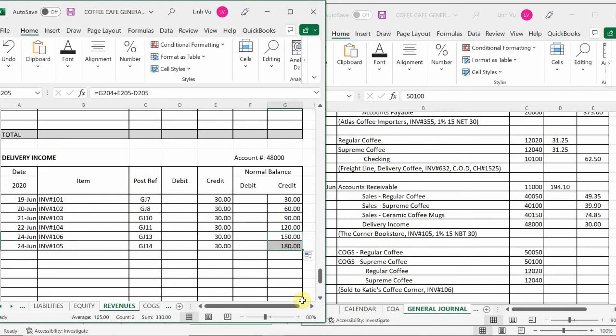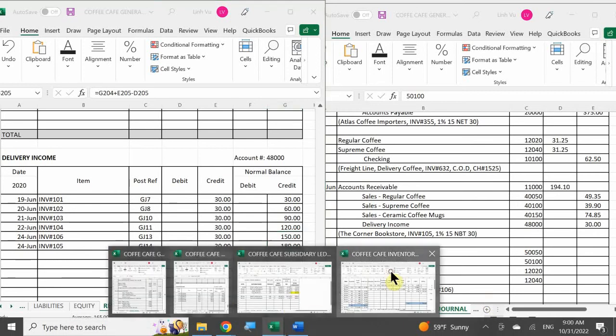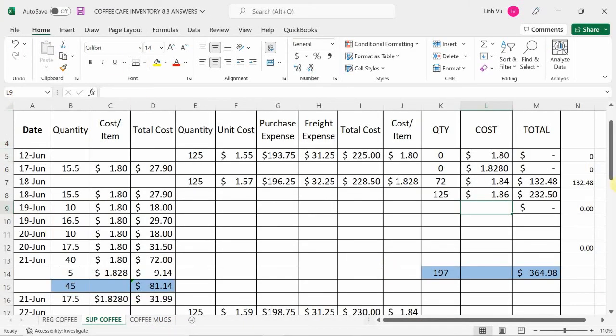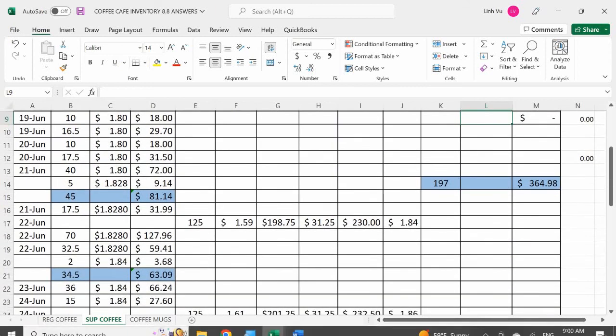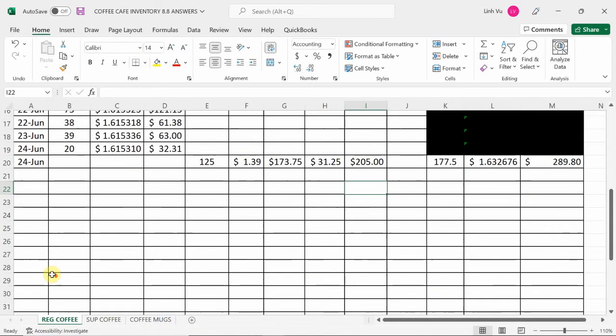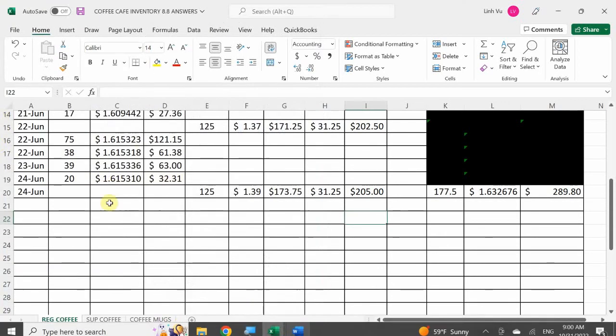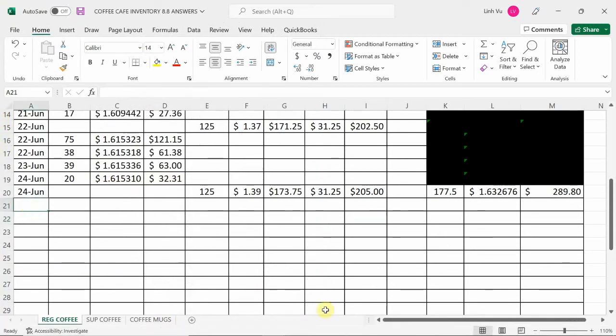Okay. Now we got to go to cost of goods sold, so the inventory worksheet. Because we sold 15 pounds of regular coffee and 10 pounds of Supreme coffee. Okay, so today is the 24th. We sold 15 pounds of the regular coffee.